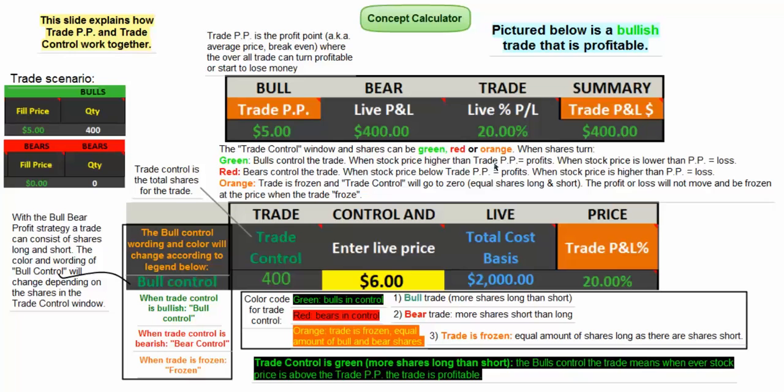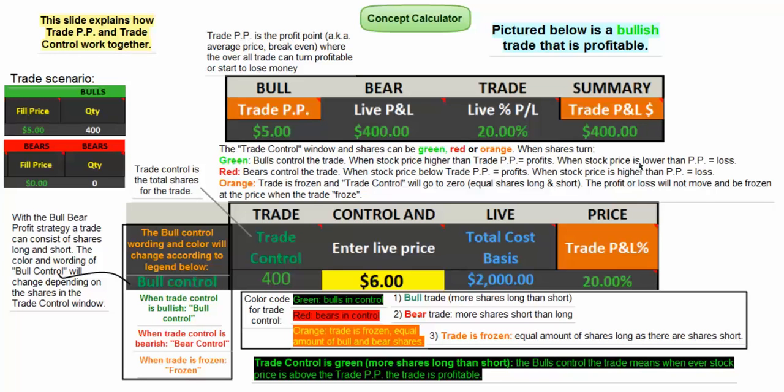Very important to note as well what the trade profit point is. The trade profit point is also known as average price or break even, which is where the overall trade can turn profitable or start to lose money, and that's what this explains. So the profit point is when it's green, it turns profitable. Once again, I'm going to read this again to make it clear. The bulls control the trade when this is green. When the stock price is higher than the trade profit point, you're profitable. And that's what we're viewing right now, this trade scenario.